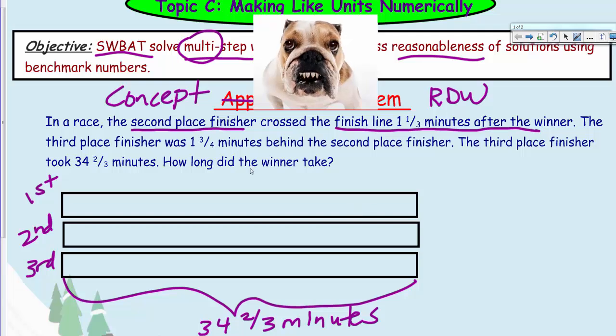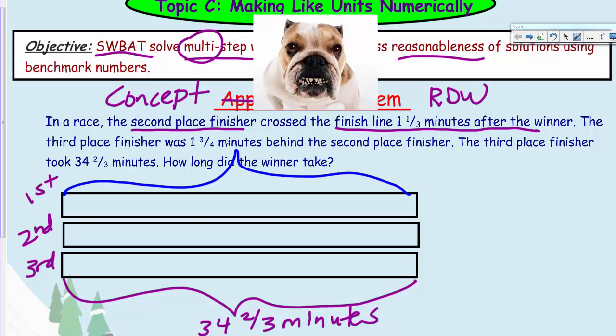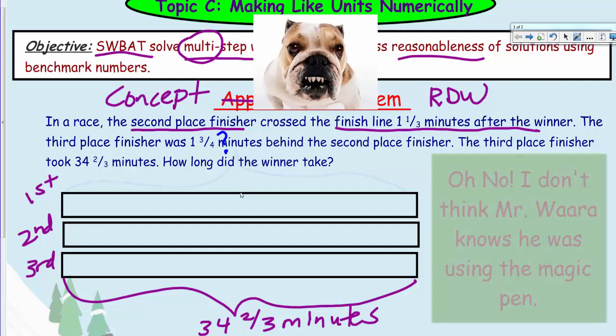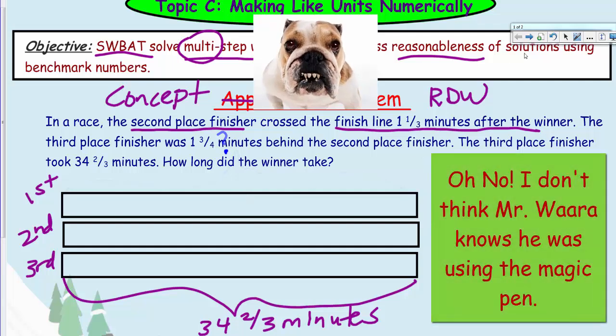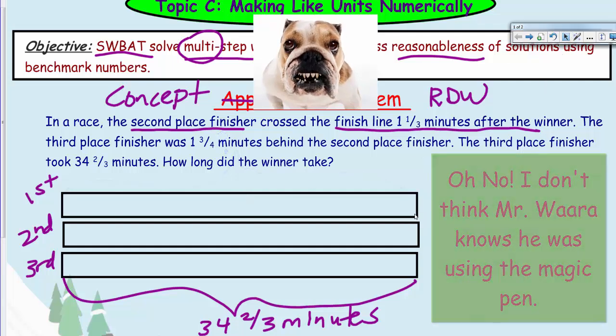Okay, so let's go ahead and put this then. For the first place, I'm going to cross right into my problem here because I need that space. And I'm going to put a big question mark right there in my problem. We don't know what he had. We just don't know. But what we do know is that his time's going to have to be a little bit less.